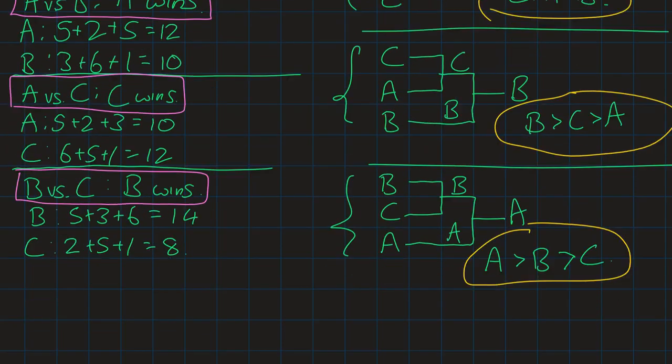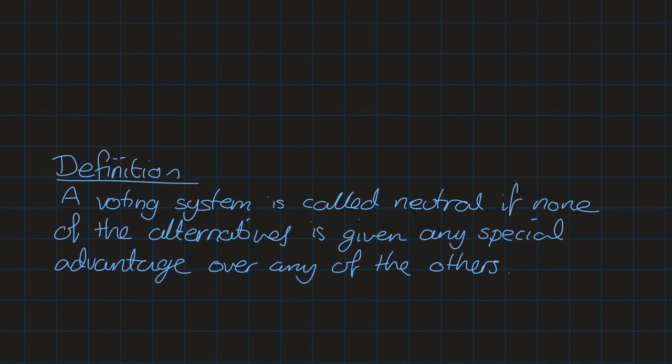So one last thing I want to talk about is the idea of a neutral voting system. Okay, so it's a new definition. So you say that a voting system is called neutral if none of the alternatives are given any special advantage over any of the other alternatives. Okay, so this is something which seems reasonable to ask for. In a voting system, you don't want it that one particular alternative has a special advantage over any other alternatives. Okay, well, maybe you do want that, I don't know. But it's got its own name, it's called neutral. Neutral is the property that none of the alternatives have a special advantage over any of the other alternatives.